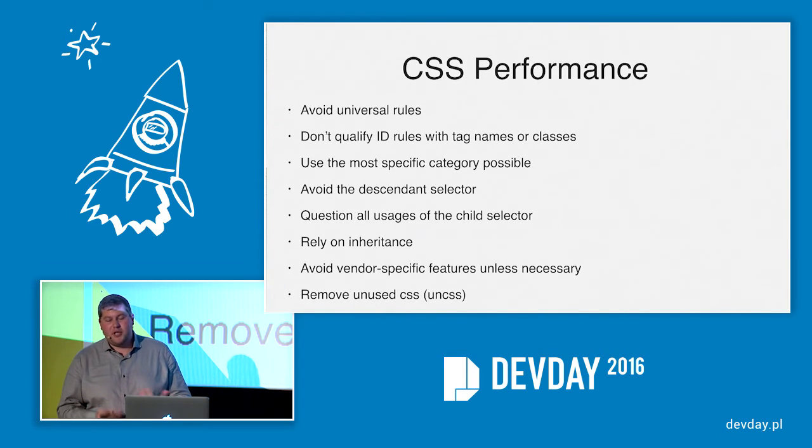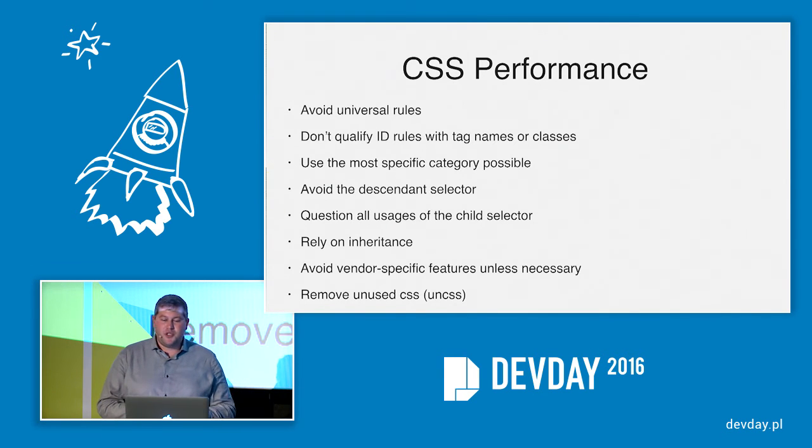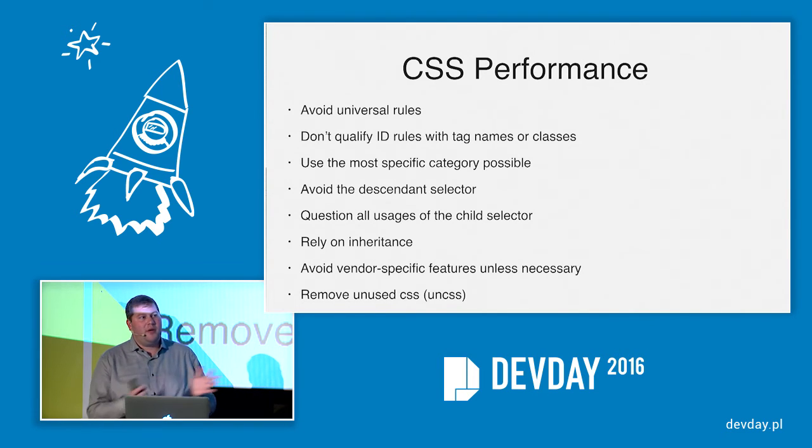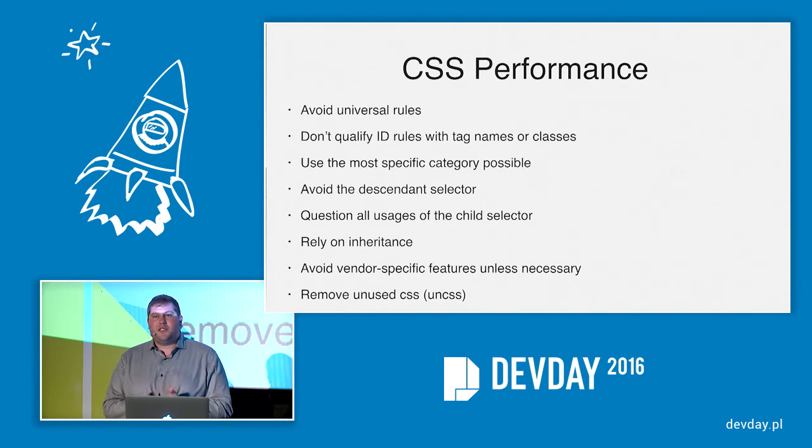So a lot of people argue which selectors are the most efficient. The reality is that it doesn't really matter much, but you should avoid universal rules. You should not overqualify CSS declarations. Avoid the descendant selector or anything where you actually have to look at the DOM and evaluate it in real time. Rely on inheritance when you can, and don't use vendor-specific features unless absolutely necessary. Five years ago, this was sort of impossible if you wanted a consistent experience, but nowadays it's much better. And then when you can, especially if you're using big frameworks, use uncss, which will evaluate all the HTML elements you're using, all the CSS declarations, and then strip out all the unused CSS.